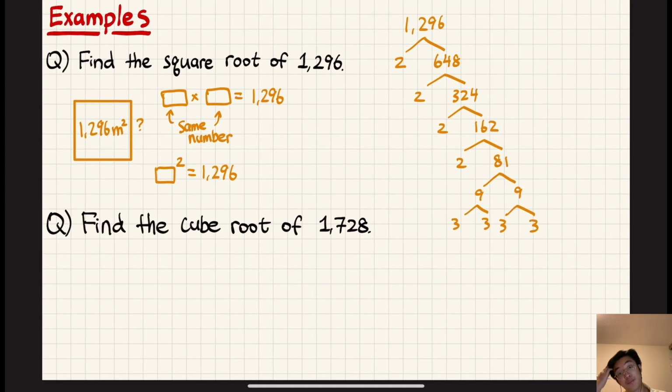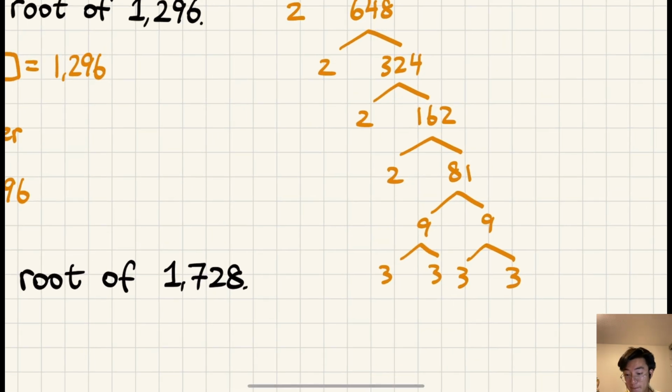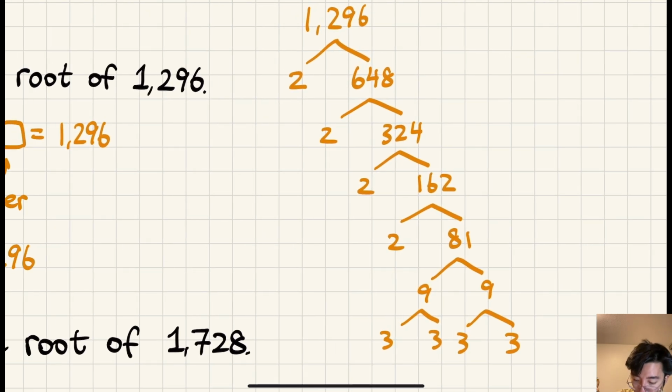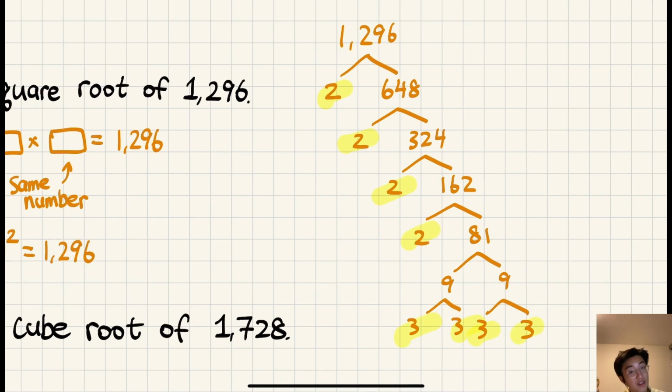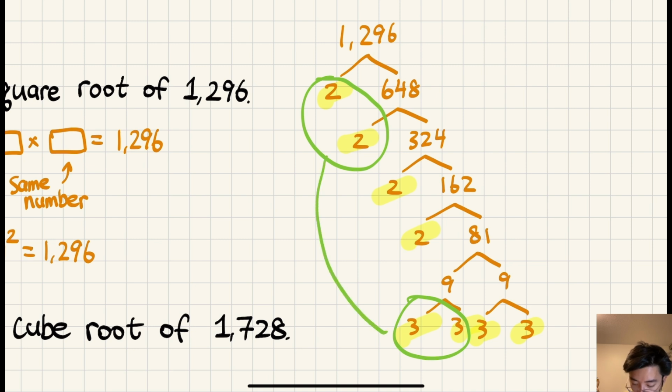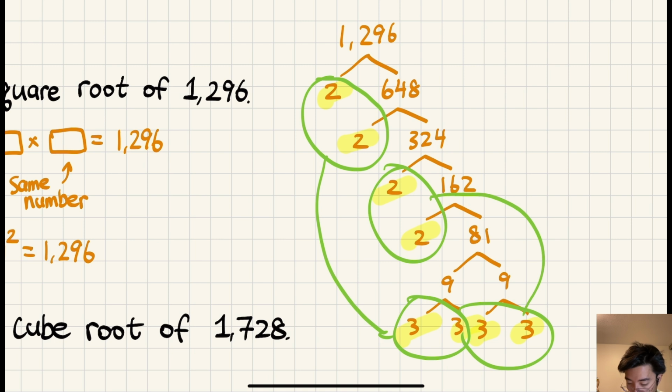Frankly, a pretty disgusting factor tree, but we can work with this. How many do we have? 1, 2, 3, 4. We have four 2s and four 3s. Now what we do is group all the numbers into 2 parts. In this case, we can put two 2s and two 3s into one group, and then the other two 2s and two 3s into another group. This means that we have two groups of 2 times 2 times 3 times 3.